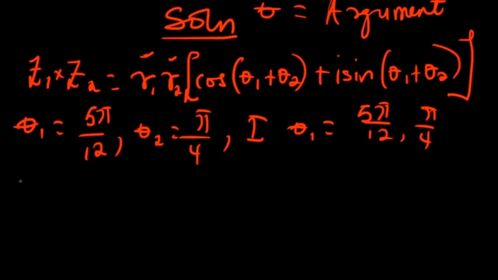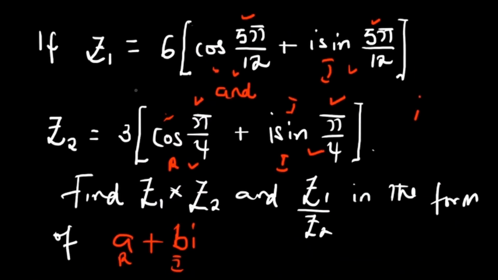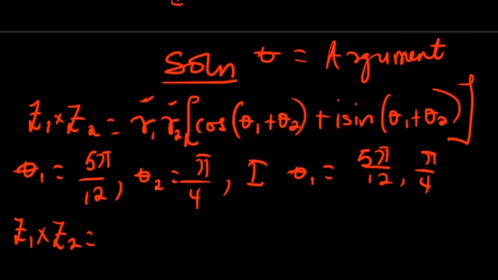Here we have z1 times z2 is equal to, so this is the modulus. The number attached outside is the modulus. This is our first r, and this is our second r. So we multiply the two of them together, and since we said r1 times r2, we now have 6 times 3, and then we open our bracket.